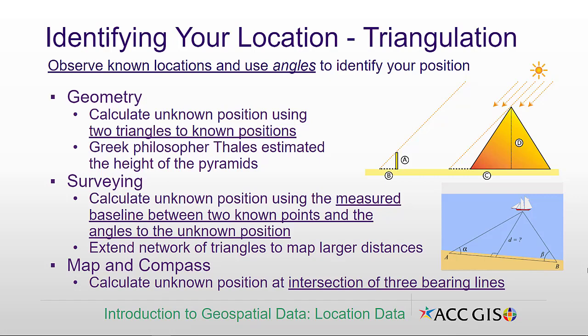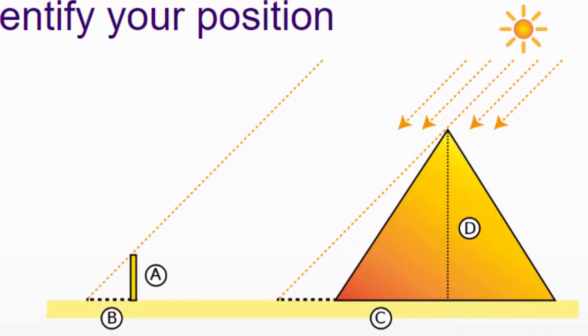And this methodology was developed by Greek philosopher Thales, where he estimated the height of the pyramids. If you look at the image on the right, you can see the pyramids right there, and he wanted to estimate the height of them. And so the process he came up with was taking a stick or a rod of a known length, that's A in this image, and putting it in the sand next to where the pyramid was. And then he waited till the sun was at a certain position that it cast a shadow in which the length of the shadow was the exact same as the length of the rod.